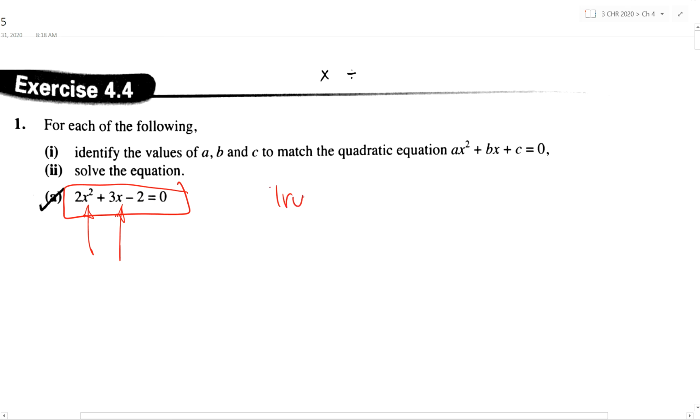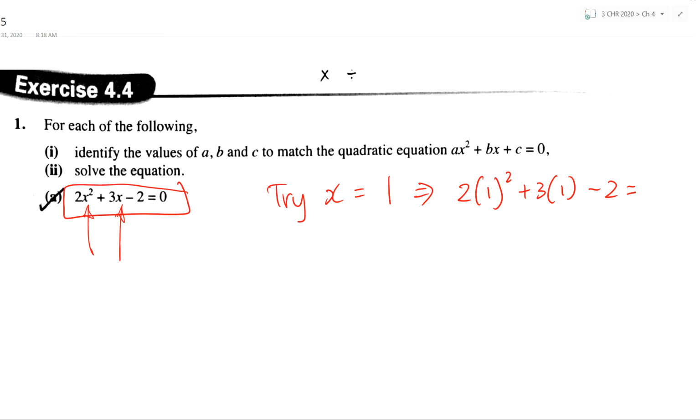Let's try x equal to 1. Okay, substitute x equal to 1. So we have 2 times 1 squared plus 3 times 1 minus 2, and let's see how much this is equal to. 2 times 1 times 1, that's 2. 2 plus 3 is 5. 5 minus 2 is 3. Is this equal to 0? So what can you tell me about x equal to 1? It is wrong.